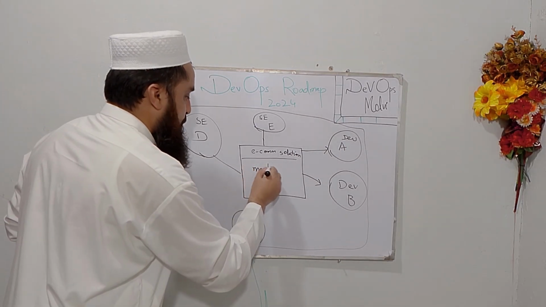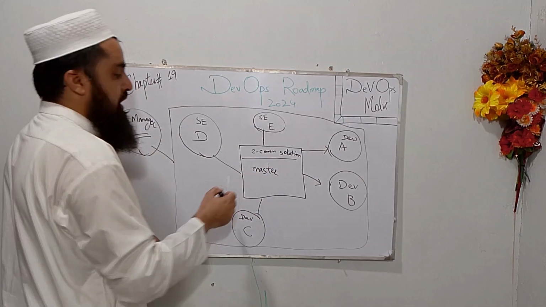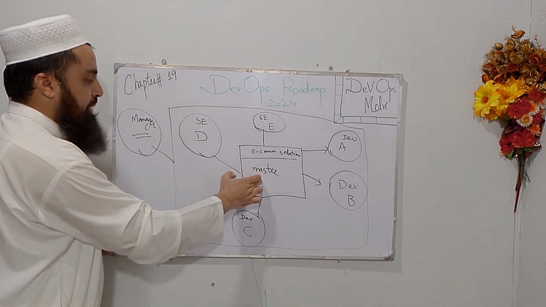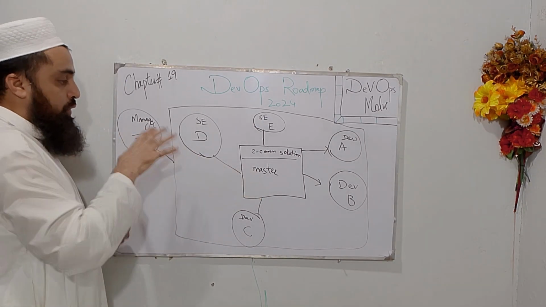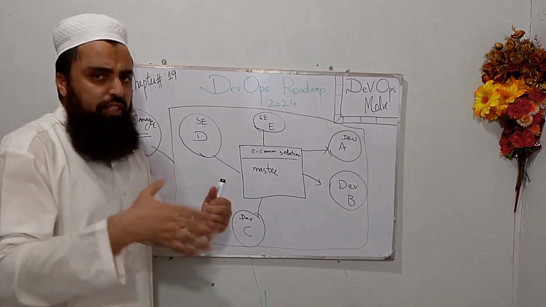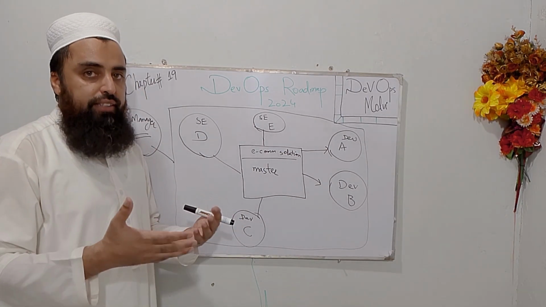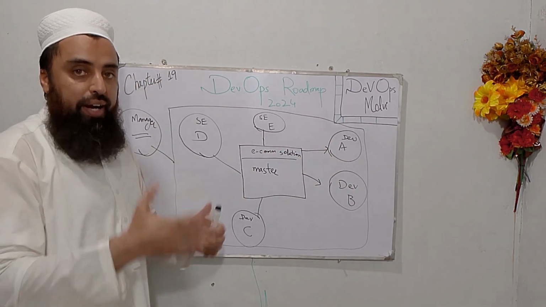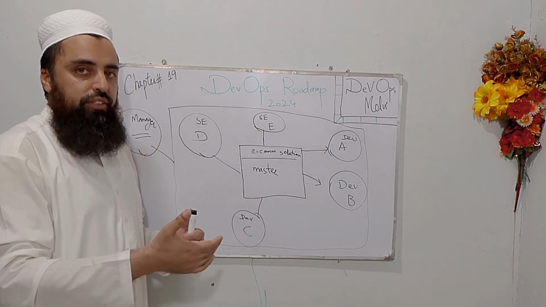There should be a master branch which contains the final version of the code, and that master branch is managed by the development manager. That's how it actually happens in the IT teams. The team of developers write the code in their branches.